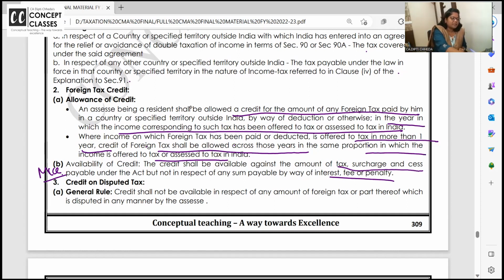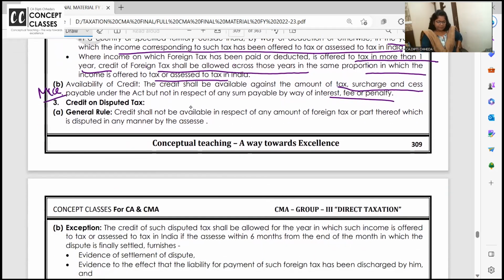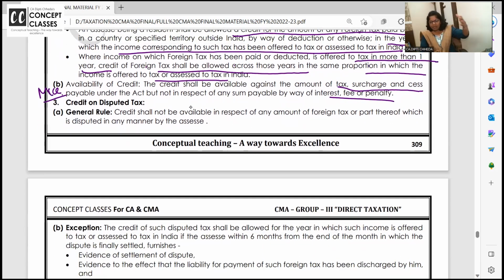And read it also. Availability of the credit. You can set off the foreign tax credit against the tax, surcharge, cess, but not against the interest, fees and penalty. आपको समझ में आ रहा है ना? यही foreign credit जो हमने पे किया अभी. If there is a dispute, credit shall not be available in respect of foreign tax part thereof.